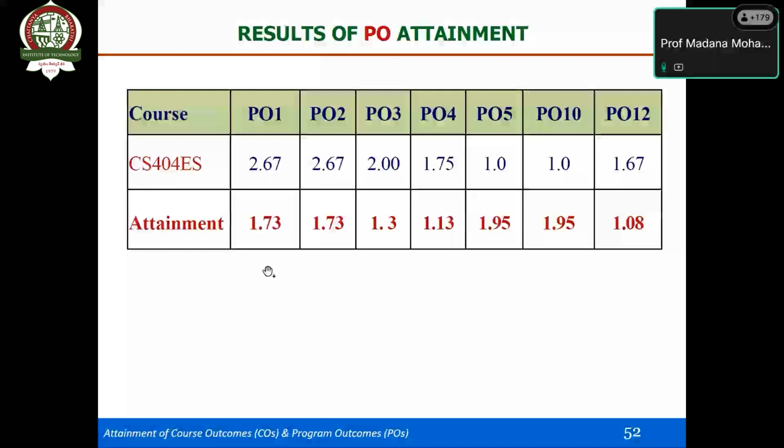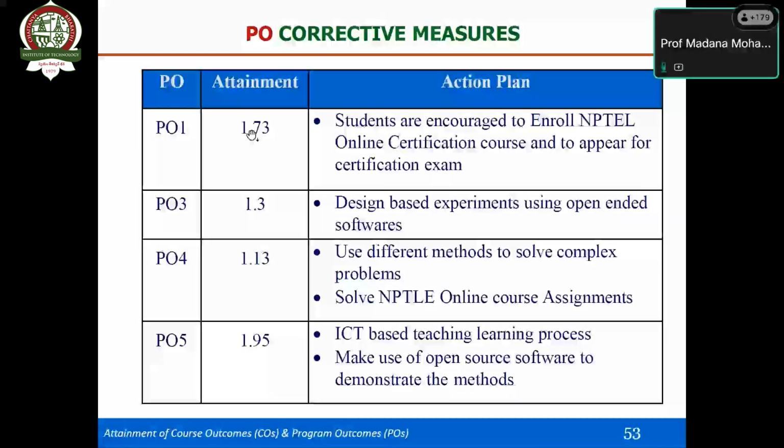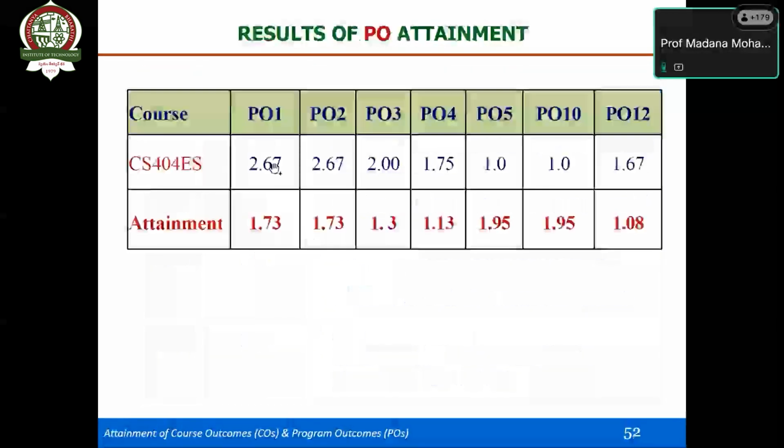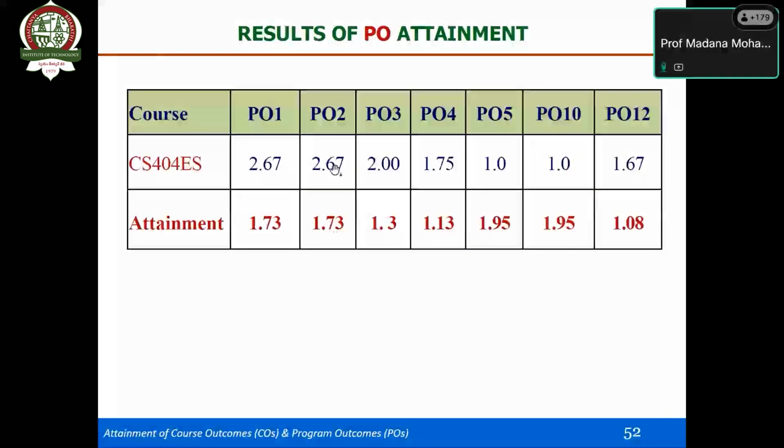Now you can see PO1 is 1.73, but your weighted average is 2.67. It is not reaching. Here also it is not reaching. Here you can see PO5, the weighted average is 1, but your attained value is 1.95. It is achieving more than 100%. That means your mapping level needs to be improved for the next time.